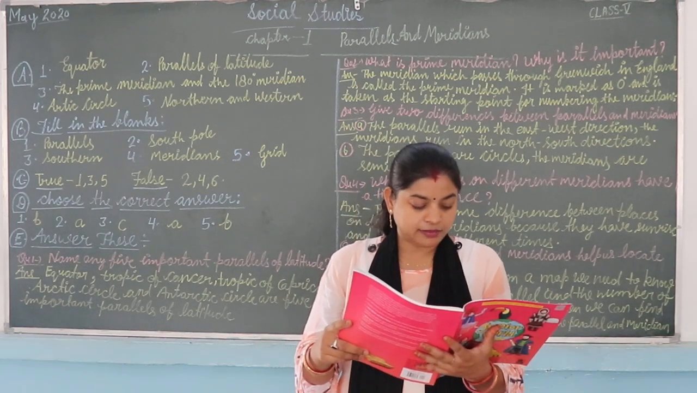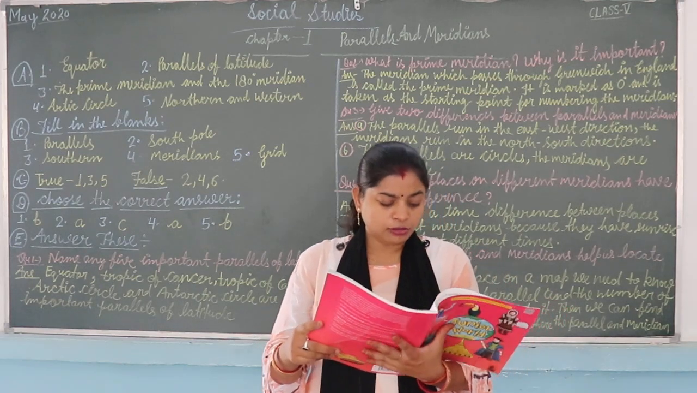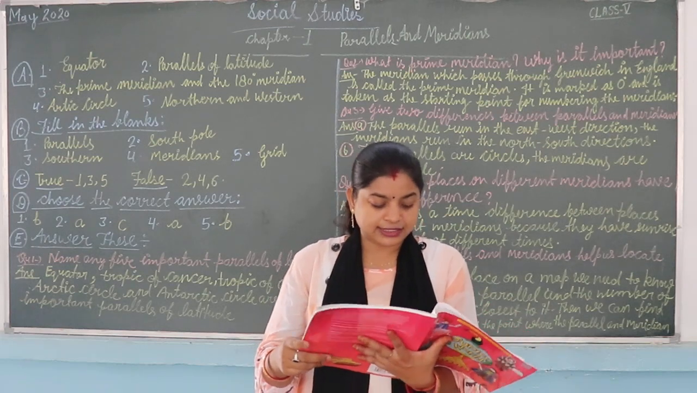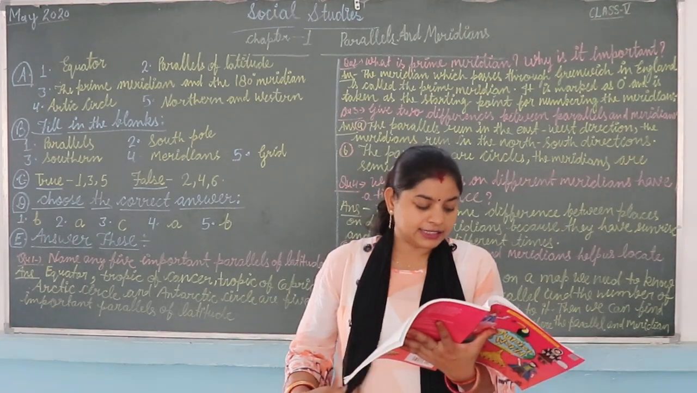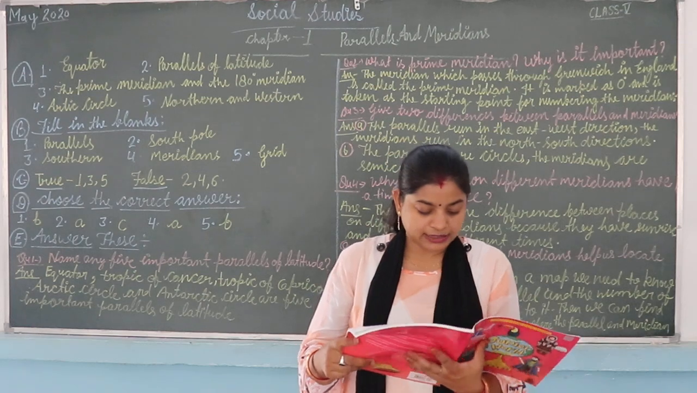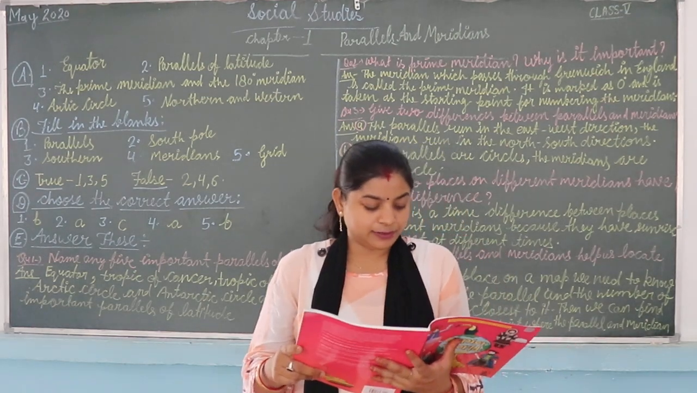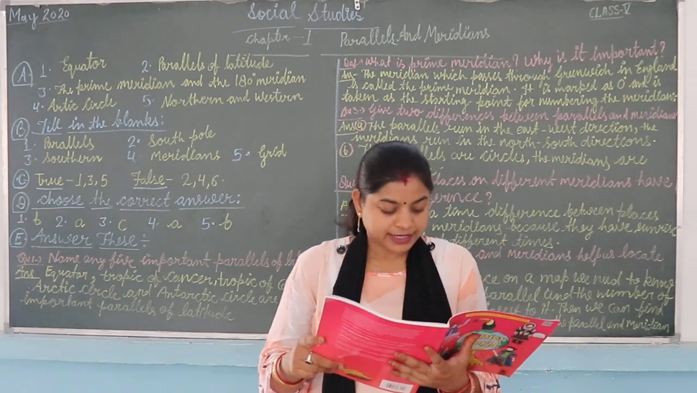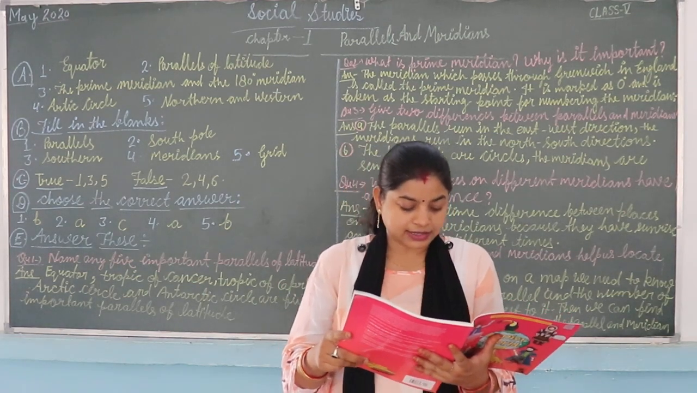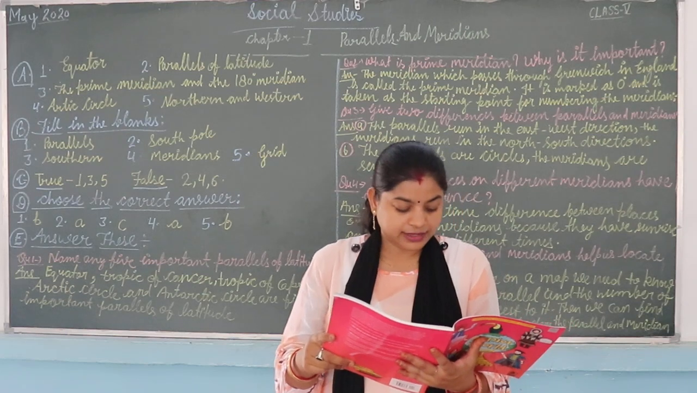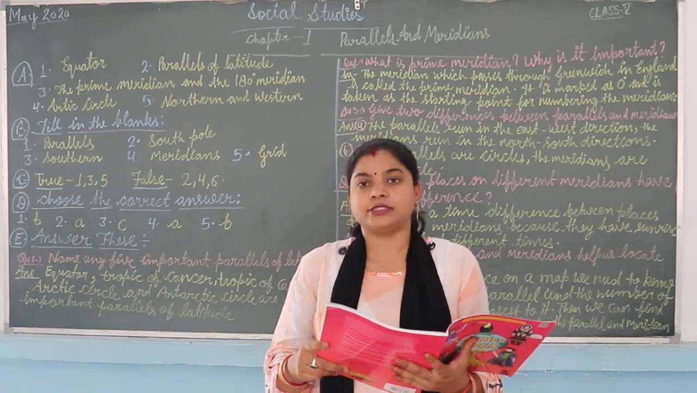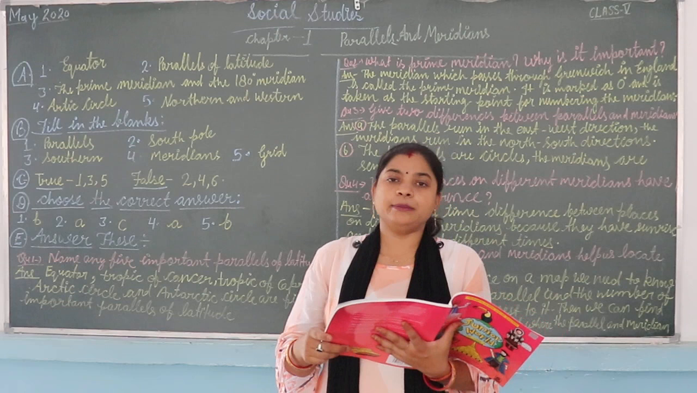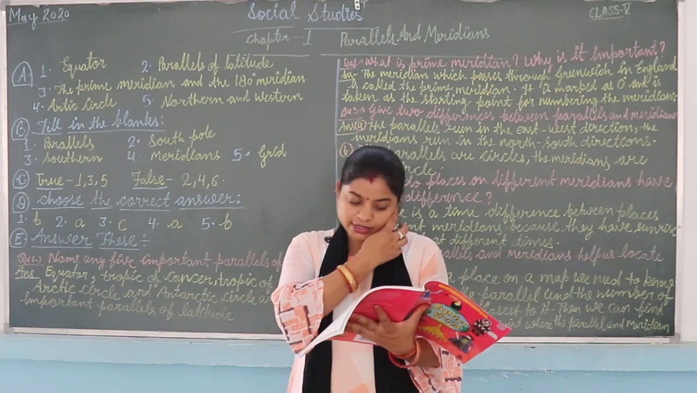Look at the picture on the left. You can see that the distance between two meridians becomes smaller as we move away from the equator and towards the poles. Near the poles, the meridians are crowded together. They all meet at the poles.